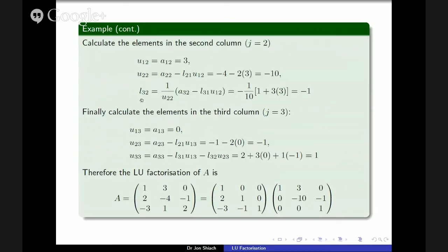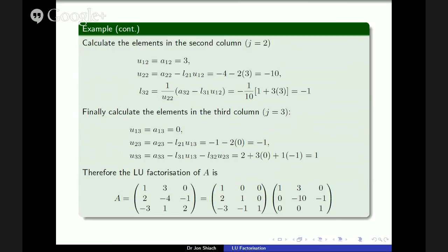L32 is 1 over U22 times A32 minus the sum of L_ik U_kj. So i is 3 and j is 2. Essentially, it's just about plugging in those values and doing the summation. It's kind of a robotic manual process, really. Do the same with the third column, and then for your L and U matrices, all the values are given here.